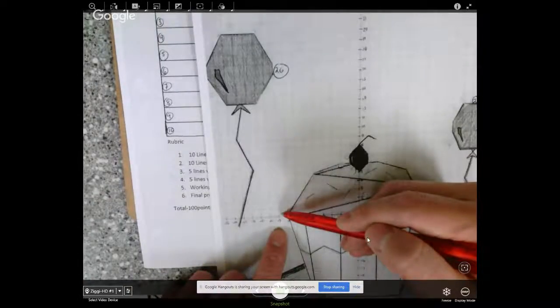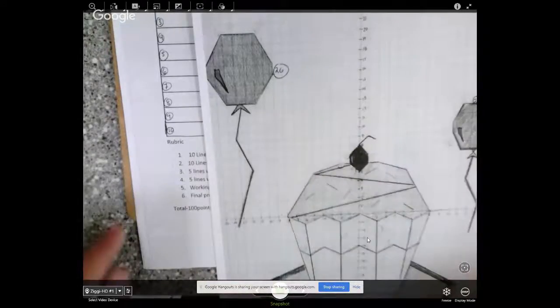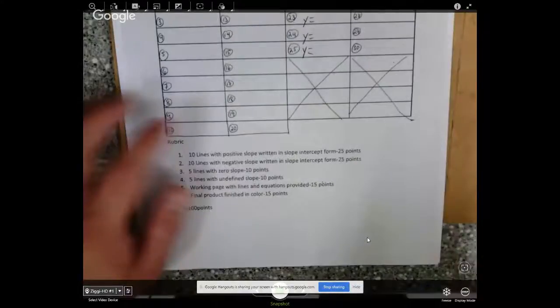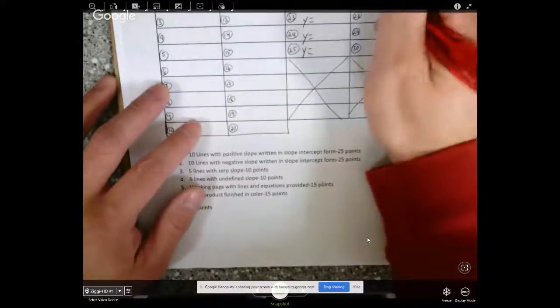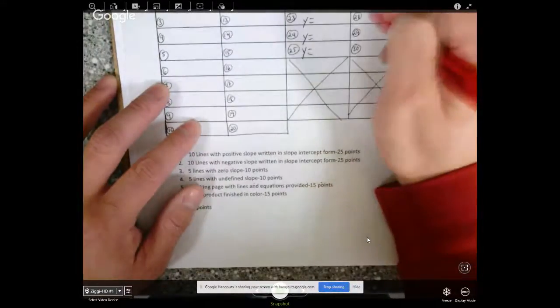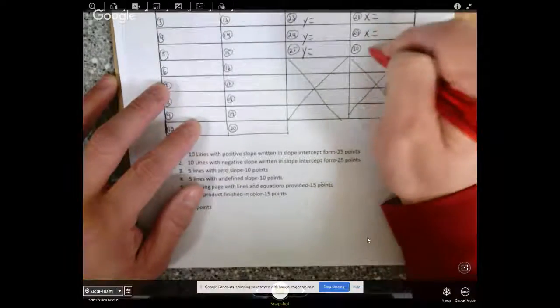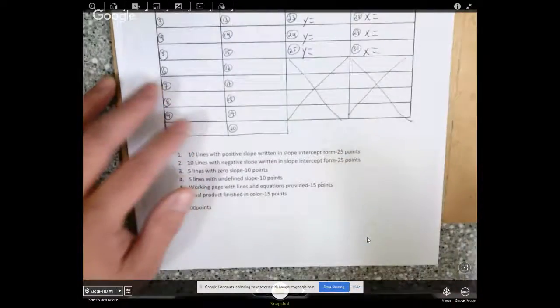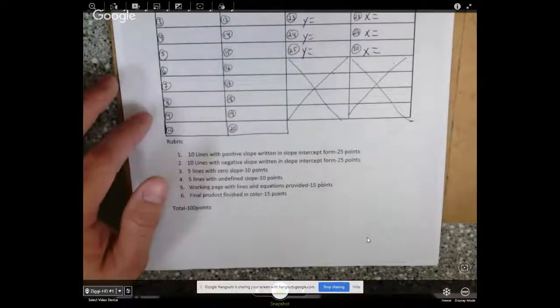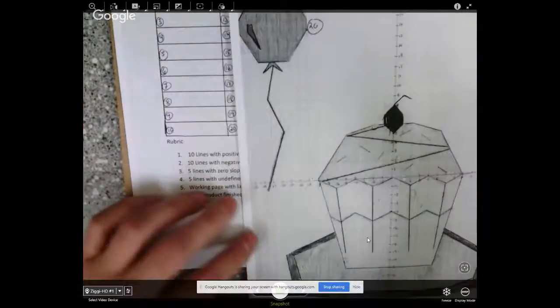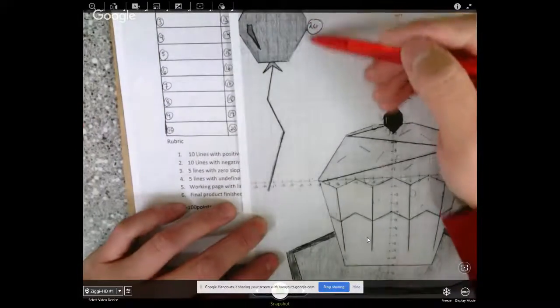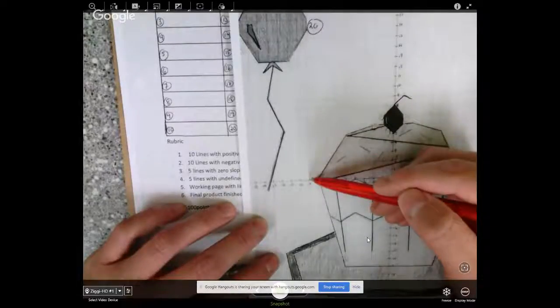It went all the way down. If I extend it all the way down, it hits -9 on the x-axis. So for these vertical lines, I want you to go ahead and put x equals for all of them. Those cross the x-axis. And again, for number 26, that line that I saw with that balloon, x equals -9. Okay, 26, x equals -9.